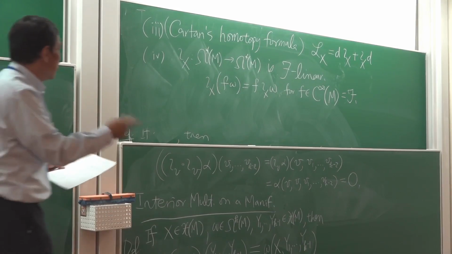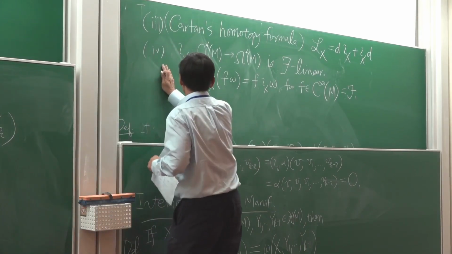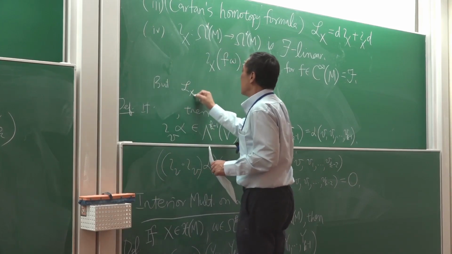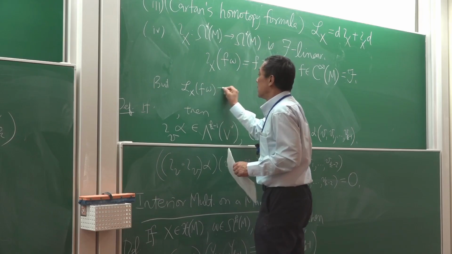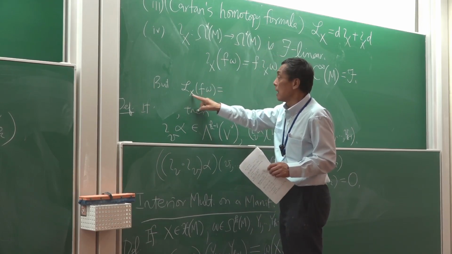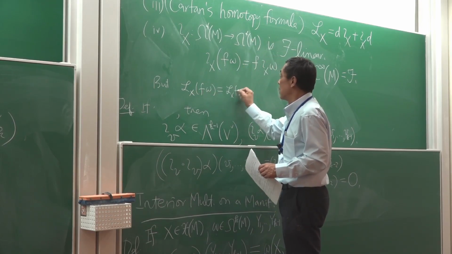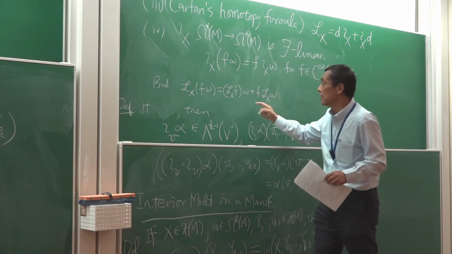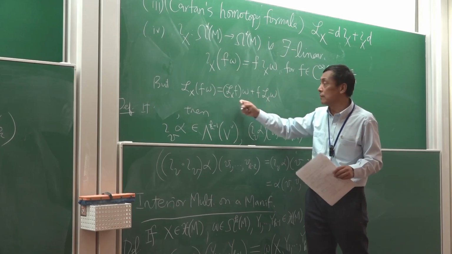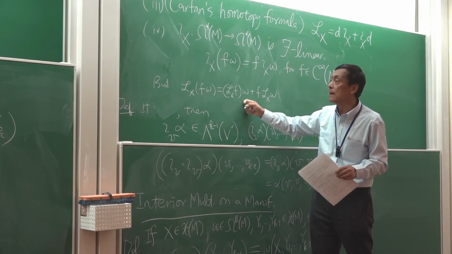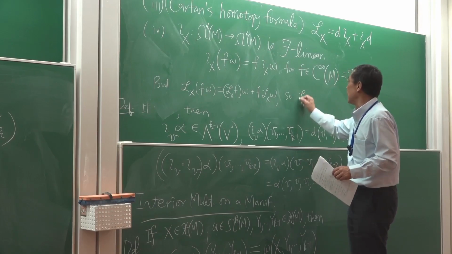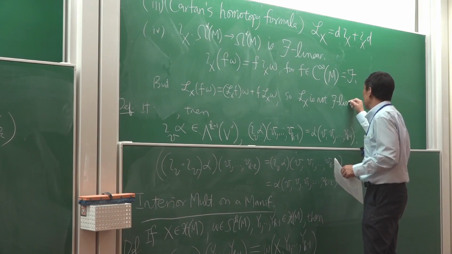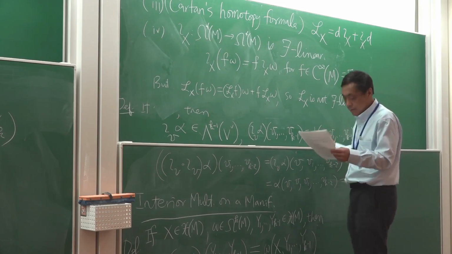Because it's a derivation, the Lie derivative of a product is going to be Lx f omega plus f Lx omega. So it's not linear. You have an extra term. So Lx is not F linear.